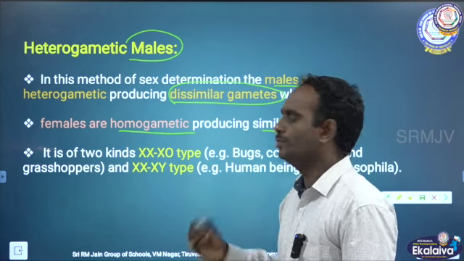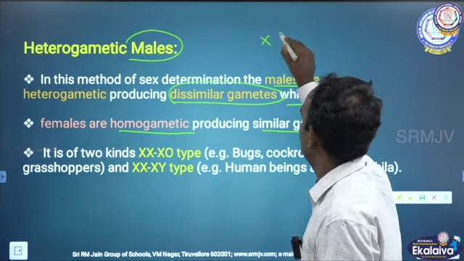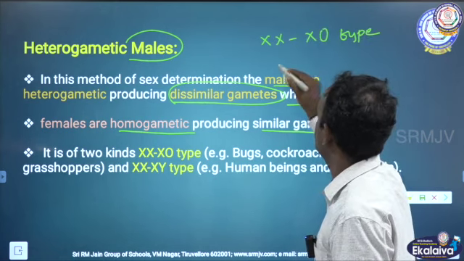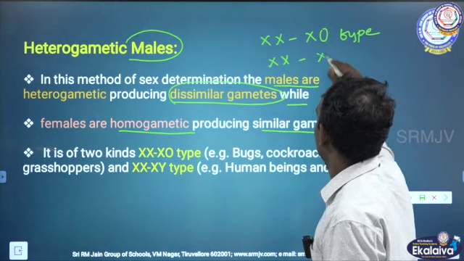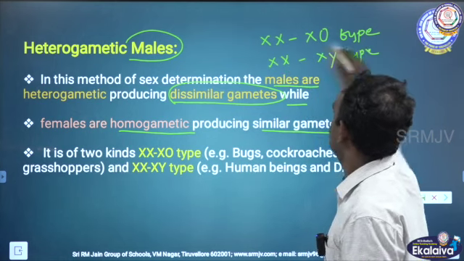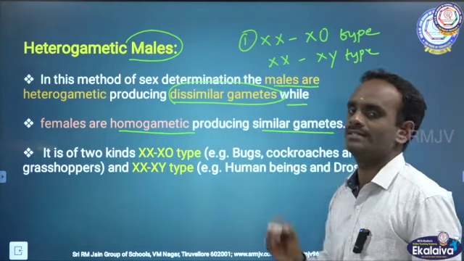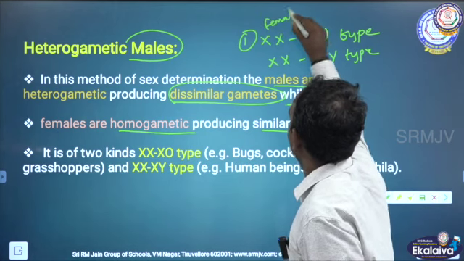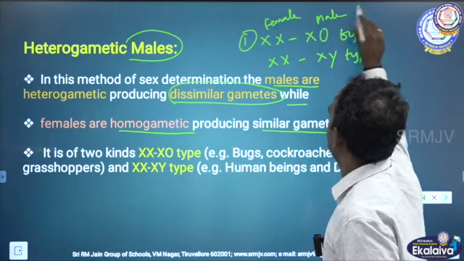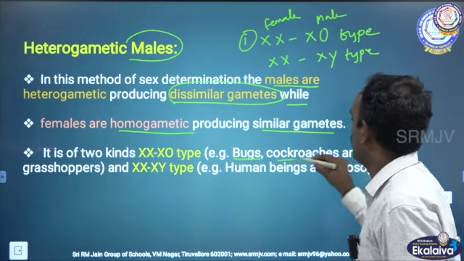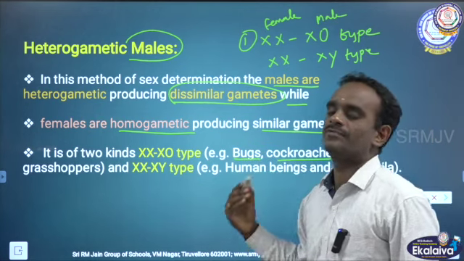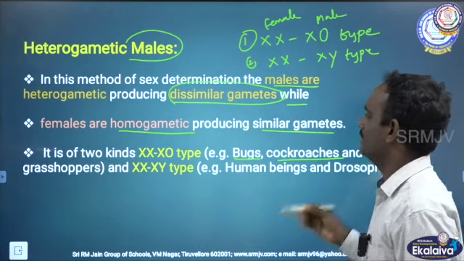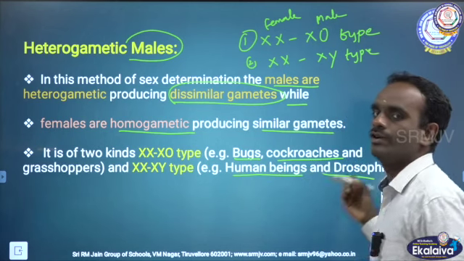Okay. It is of two kinds. One is XX versus XO type, and another one is XX versus XY type. In the first case, XX versus XO, XX is female and XO is male. This type is seen in bugs, cockroaches and grasshoppers. In the second case, XX and XY type is seen in human beings and Drosophila.